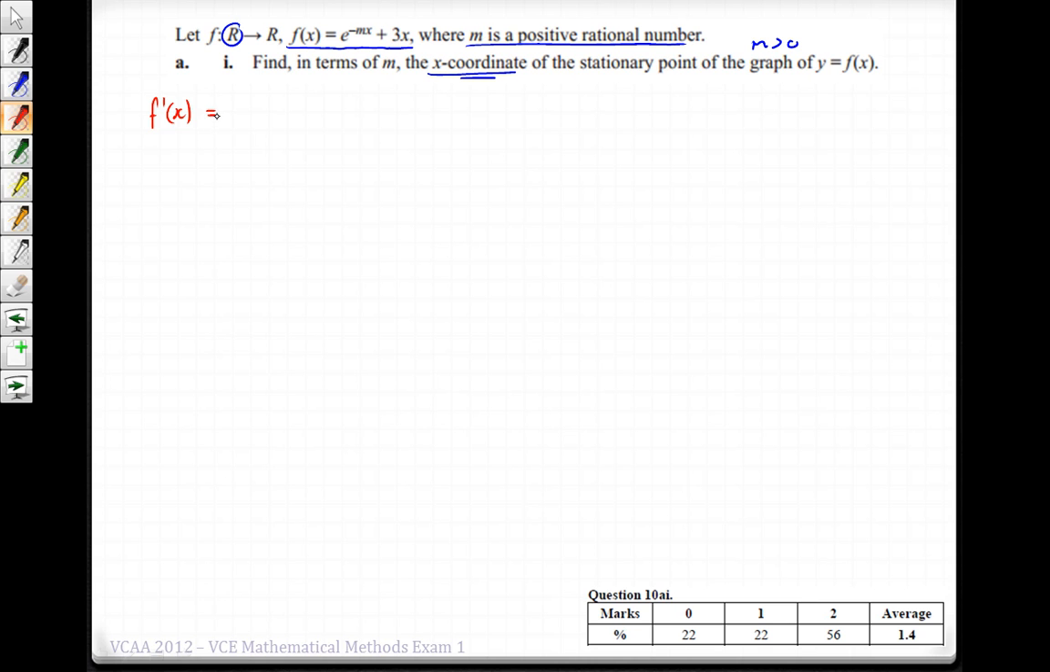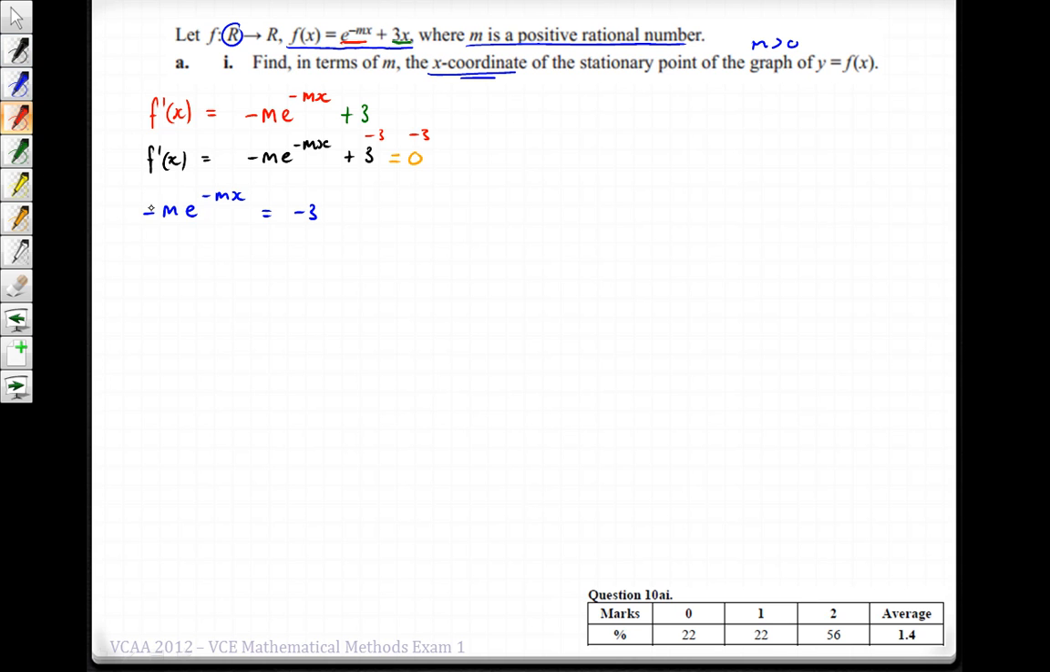So let's go and find that. So the derivative of e to the negative mx, so we're doing the red part first, is just going to be negative m e to the negative mx, and then the derivative of 3x is just plus 3. So clearing that up, we just get f dash x equals negative m e to the negative mx plus 3. So to find the stationary point, we just set this equal to 0. So we get negative m e to the negative mx equals negative 3 once we subtract 3 from both sides.